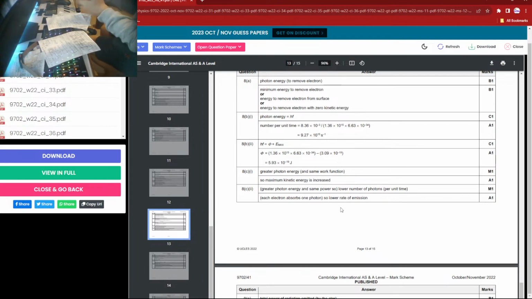Okay, since the work function remains constant, you will need to reduce the amount of photons. Okay, that's wrong.